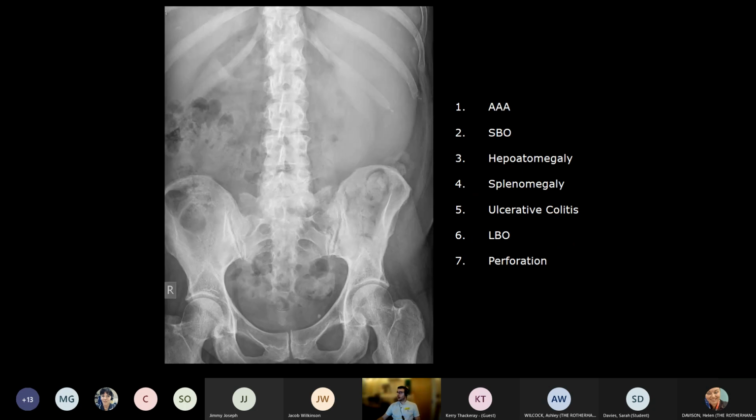Okay, so this person had non-Hodgkin's lymphoma, which is progressing, with abdominal pain and vomiting. What do we think? Do we think they've got aortic aneurysm, small bowel obstruction, hepatomegaly, splenomegaly, ulcerative colitis, large bowel obstruction or perforation? Anything that looks abnormal on there at all?